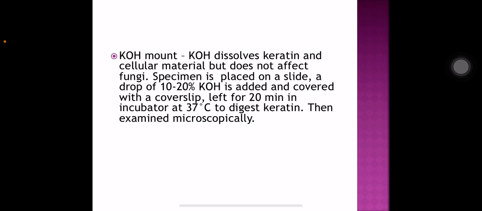KOH preparation. KOH dissolves keratin and cellular material but does not affect the fungi. Hence, KOH or potassium hydroxide is used at a concentration of about 10 to 20% and it is added to the specimen and covered with a cover slip and left for 20 minutes in the incubator at 37 degrees Celsius to digest the keratin. Then it is examined microscopically. All the tissue material gets dissolved and only the fungi remain intact.